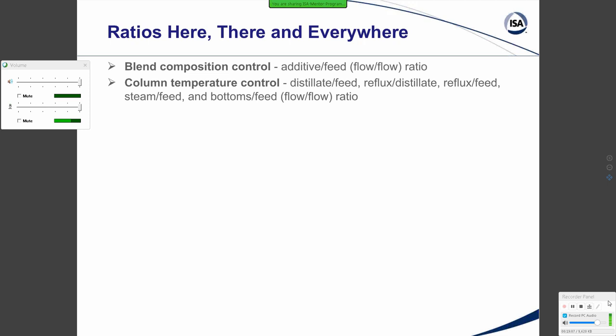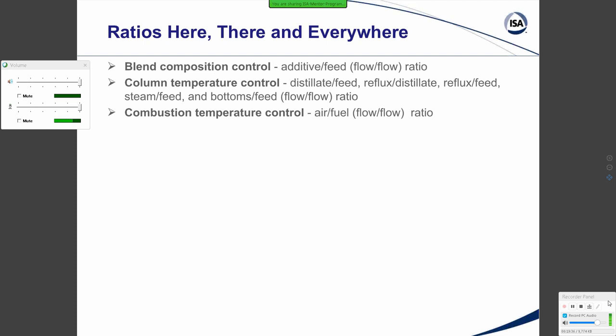And the dynamics get a little challenging with columns because if you have a very big column, the response time, say for the primary PID loop in terms of composition, either directly measured or inferred from temperature, could take hours to shifts and even in some cases days to line out. So that can be very slow and challenging in terms of understanding and identifying the dynamics.